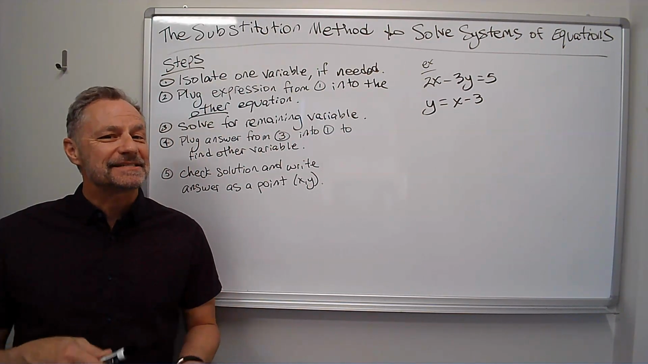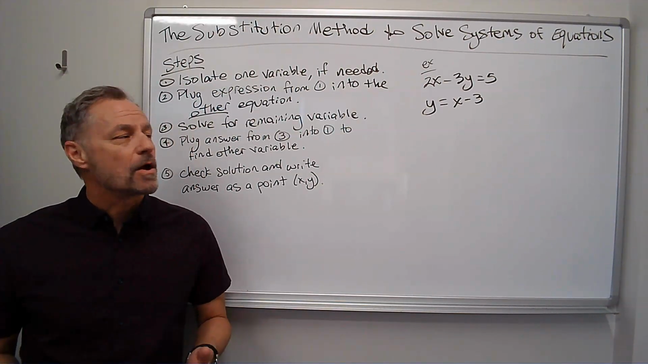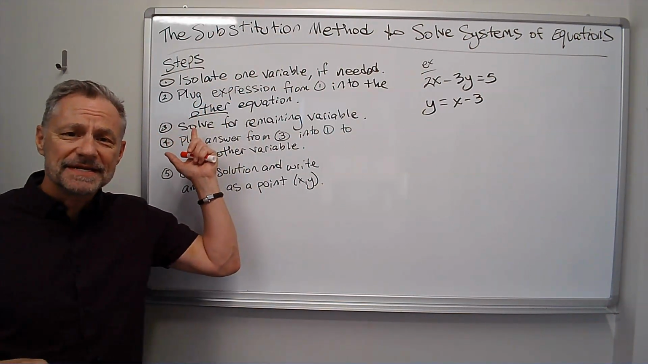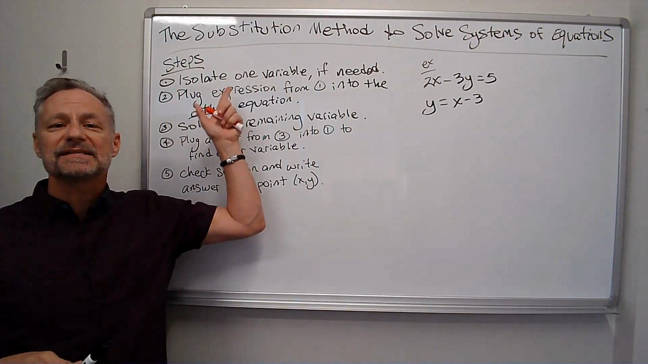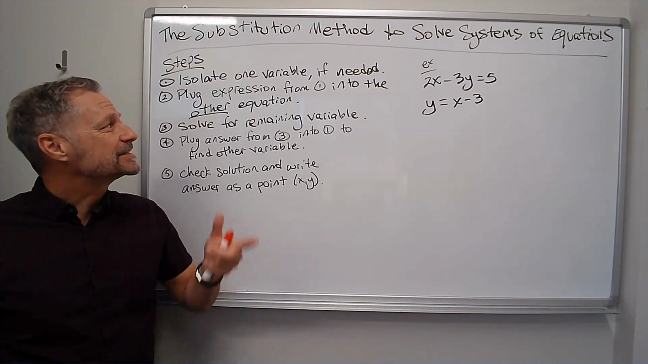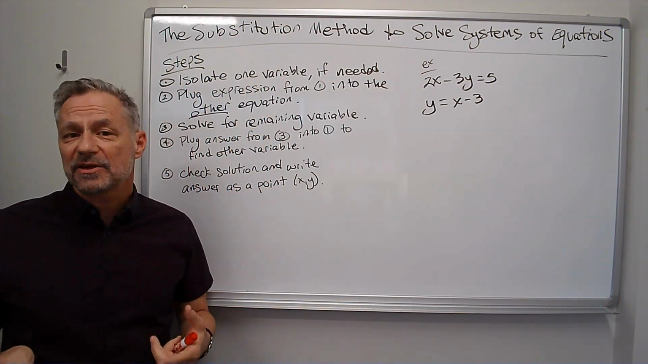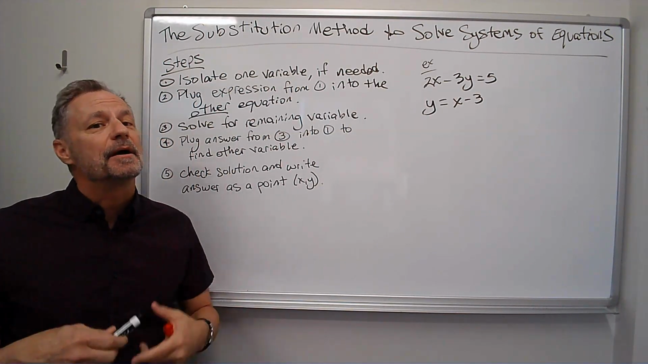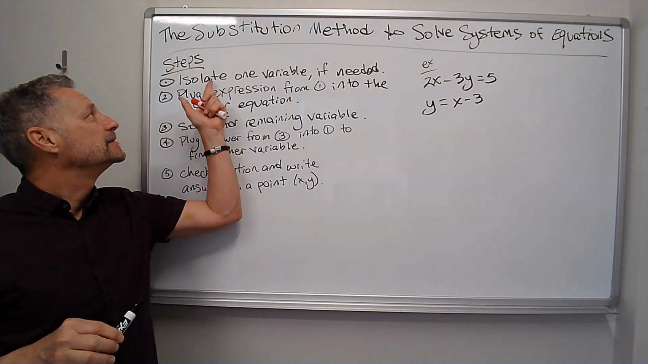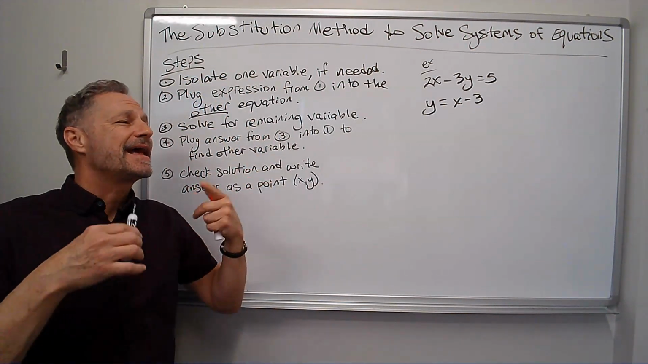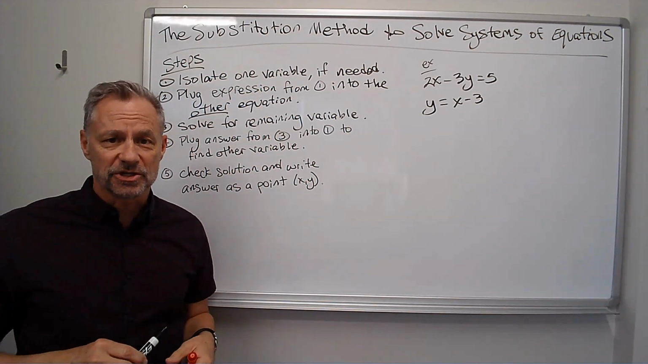Let's learn the substitution method to solve a system of equations. Okay, so I've written down the steps here to solve the system. The first step was we need to isolate one variable. Actually, if one variable is not isolated, I usually use the elimination method, which I'm going to link at the end of this. But if your teacher wants you to use the substitution method and one variable is not all by itself, that has to be your first step.